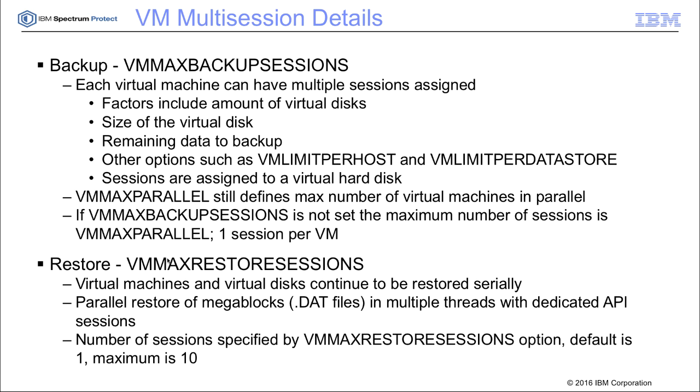Now, for VM max restore sessions, that parameter controls parallel restore of the megablocks, or essentially .dat files, in multiple threads with dedicated API sessions. So it is controlling the restore of large VMDKs with machines that have those. By default, the value is going to be set to 1, and the maximum number that you can set it to in 8.1 is 10.